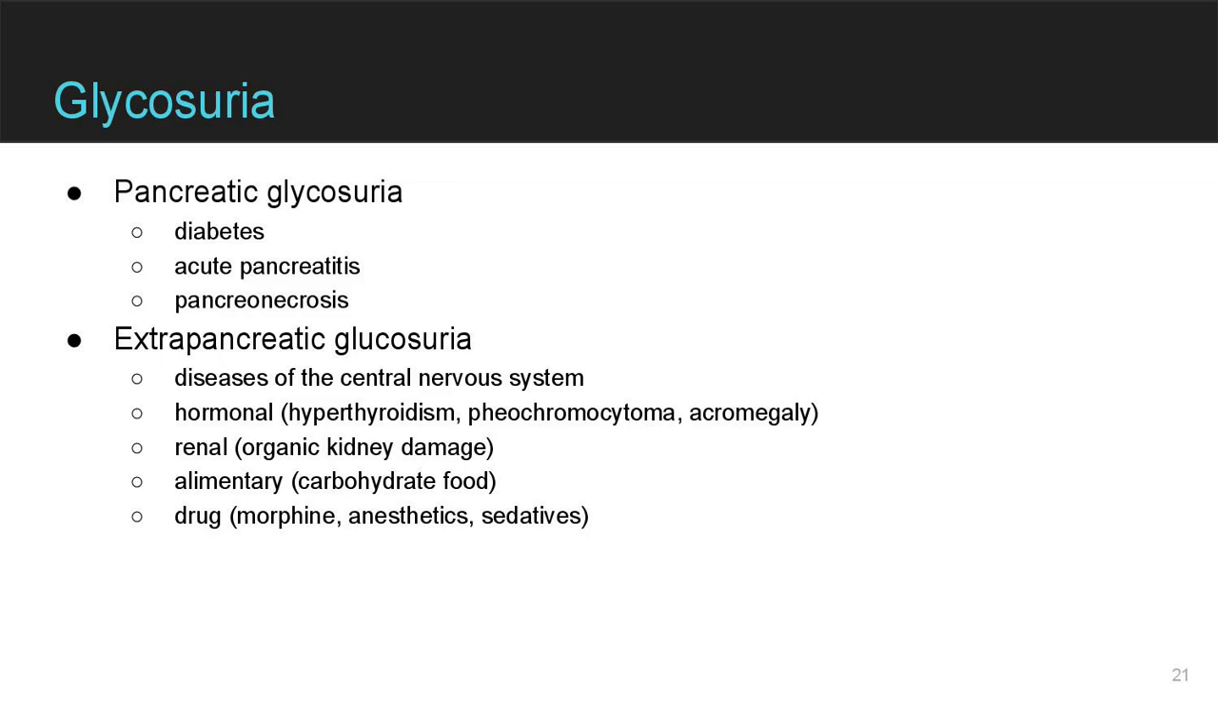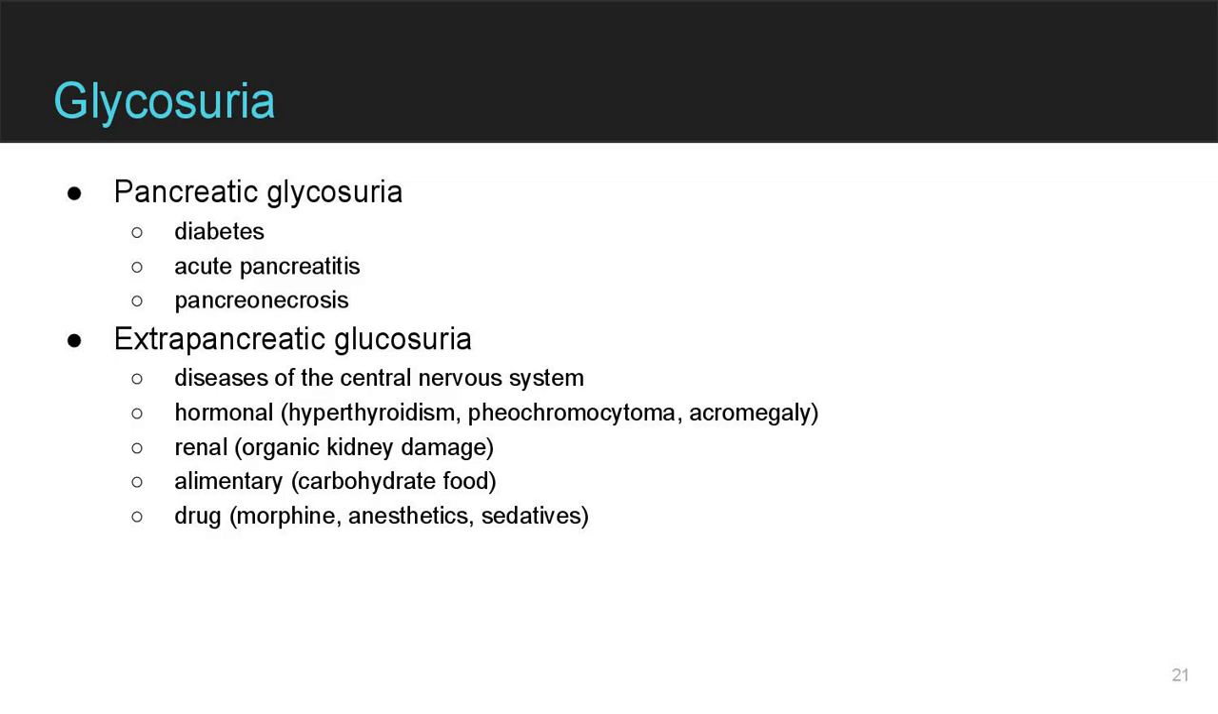But in case of increased concentration of glucose in blood, like in case of diabetes mellitus, acute pancreatitis, pancreonecrosis. Diabetes mellitus is a deficit of insulin, and as a result there is an increase in concentration of glucose in blood. Acute pancreatitis is damage of beta cells of the pancreatic gland. As a result there is accumulation of glucose in blood.